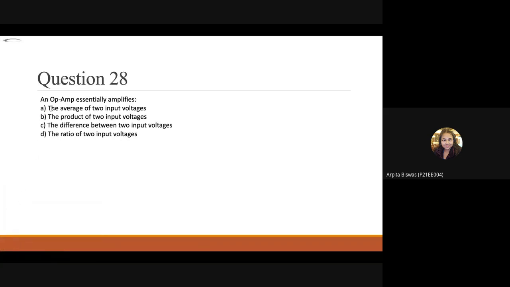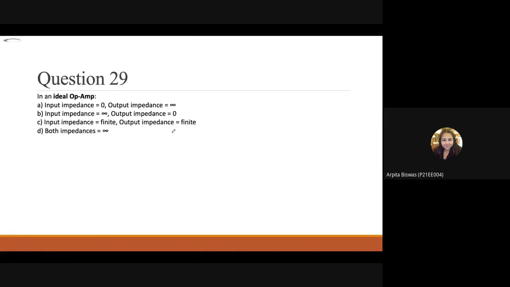Question number 28. An op-amp essentially amplifies: option A, the average of two input voltages; option B, the product of two input voltages; option C, the difference between two input voltages; option D, the ratio of two input voltages. Option C, ma'am. Yes, option C, the difference between two input voltages.